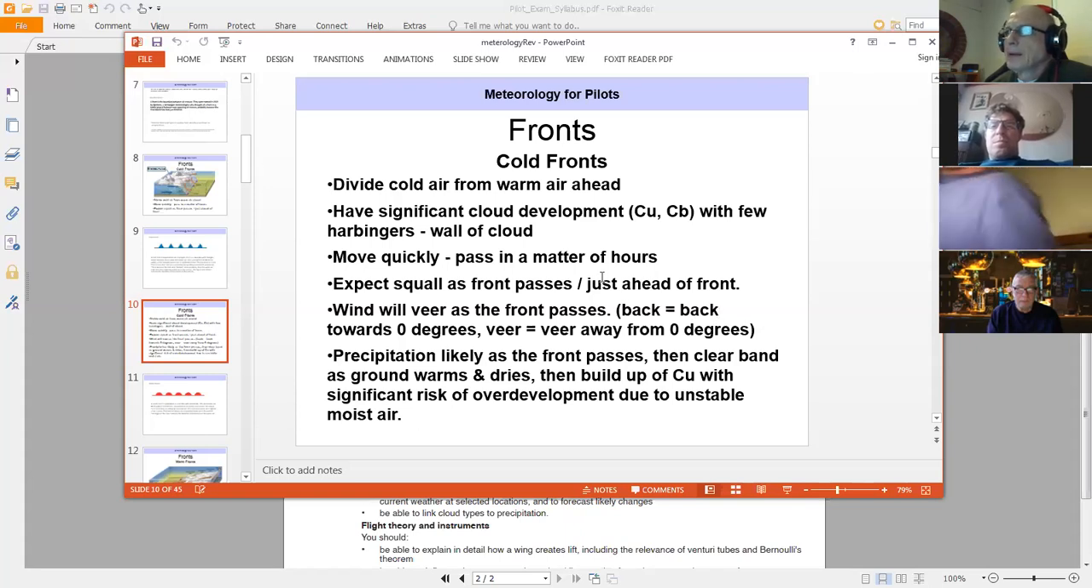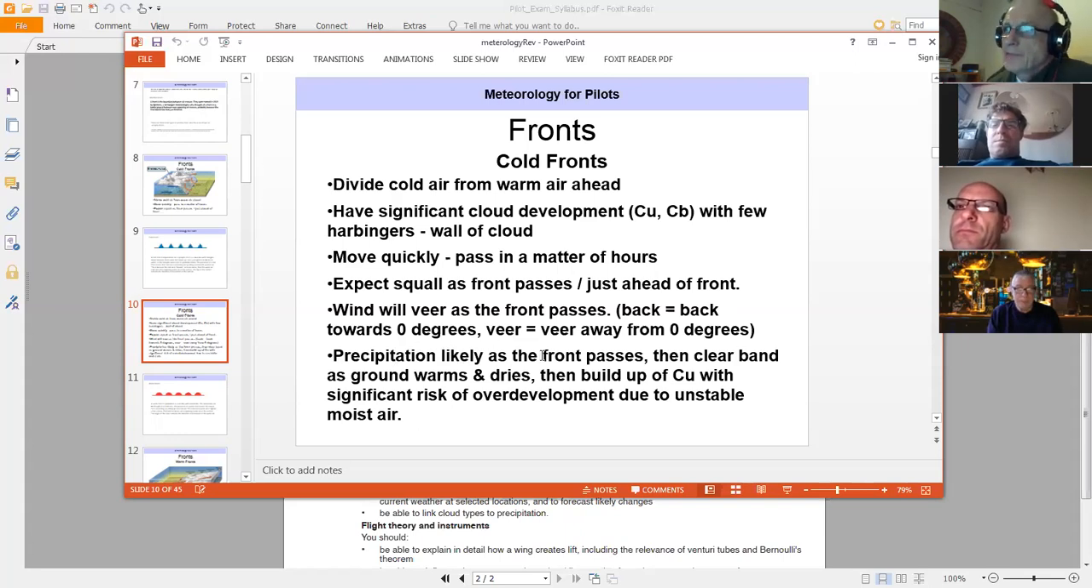So back, veer means it's going away from zero. So it'll go like from 0 to 15, 20, 30 degrees. Back means if you're at 30 degrees, it would go back to 0. So veer is going in a clockwise direction. Back is in an anti-clockwise direction. That's the easiest way of looking at it.